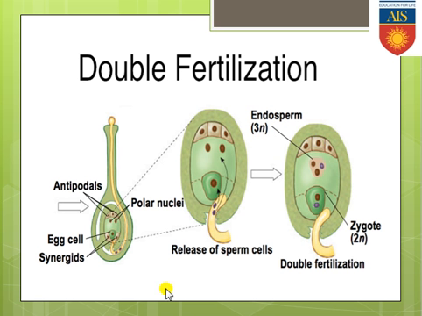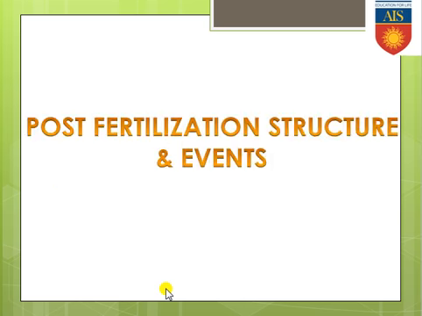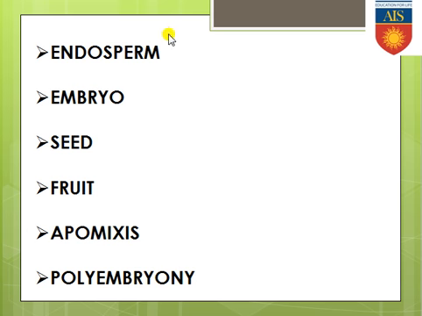Okay, I think this double fertilization mechanism is also very much clear to you, like pollen pistil interaction. Going to the next slide. Here pollen post fertilization structures and events we will be discussing. This is the last portion of this chapter, and within this portion we will be discussing the endosperm, embryo, seed, fruit, apomixis and polyembryony. These are the portions we have to discuss under this last point.